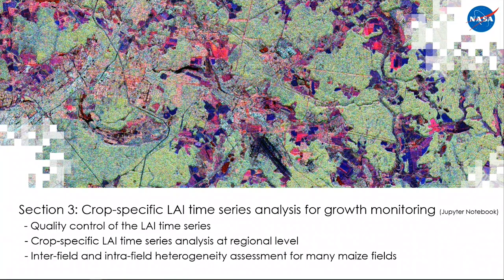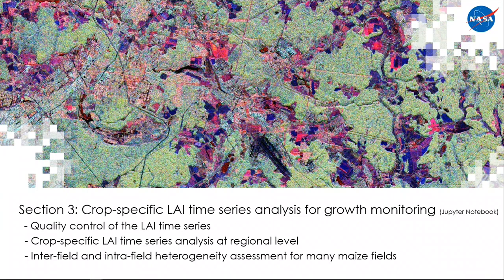We will have 3 steps to follow. The first step corresponds to a quality control process and aims to detect any image of the time series showing outliers or marginal behavior. It allows us to remove the suspicious image from the LAI time series before any crop growth analysis.